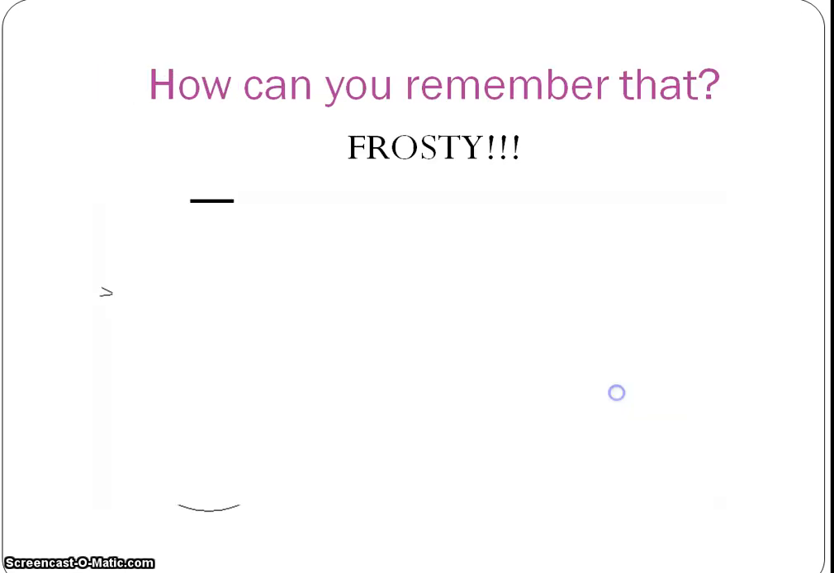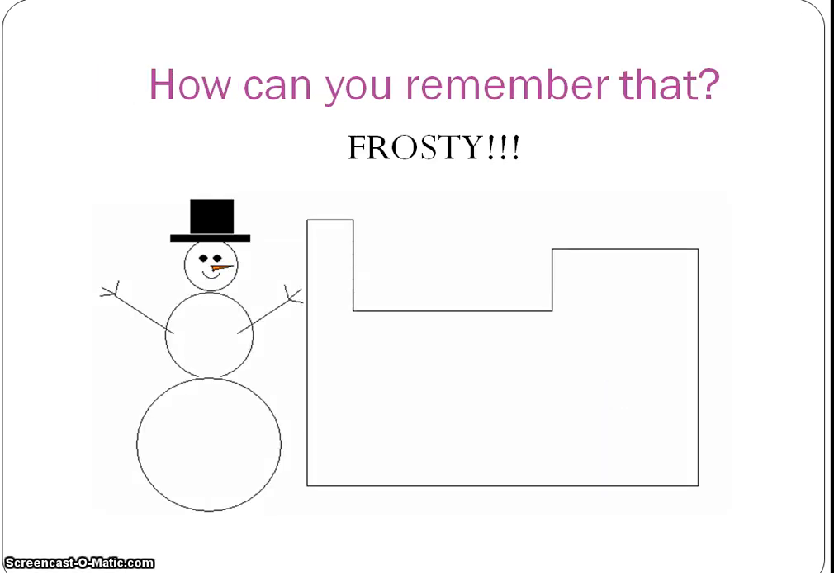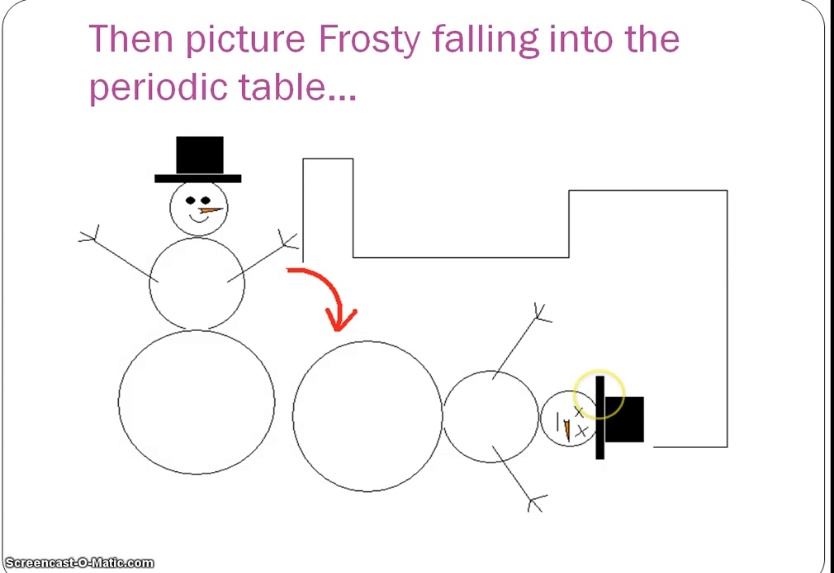One way you can remember that is if you just picture a snowman, you would never draw a snowman with the smallest circle on the bottom, so that'll help you remember that it gets bigger as you go down. And then if you draw Frosty on the left, picture Frosty falling into the periodic table, and you can now see that it's going to get smaller as you go left to right.